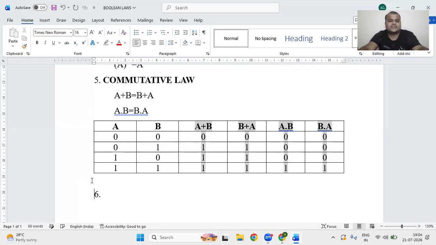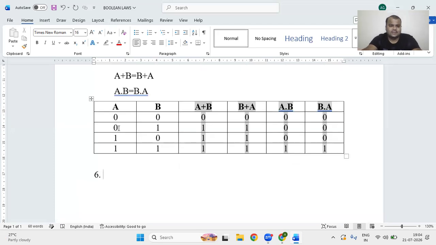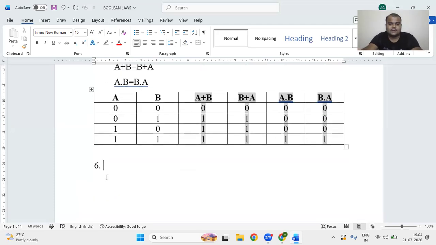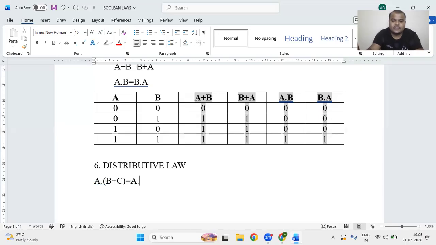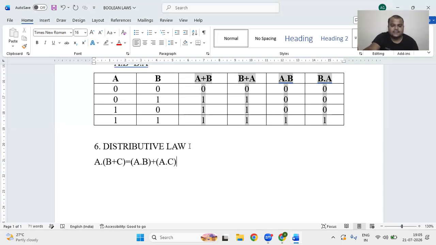Okay, the commutative law is over. Next I go for the distributive law. Distributive law. What is the distributive law? It is going to distribute, you see the formula. A into B plus C leads to A into B plus A into C. Okay, this is the first property.